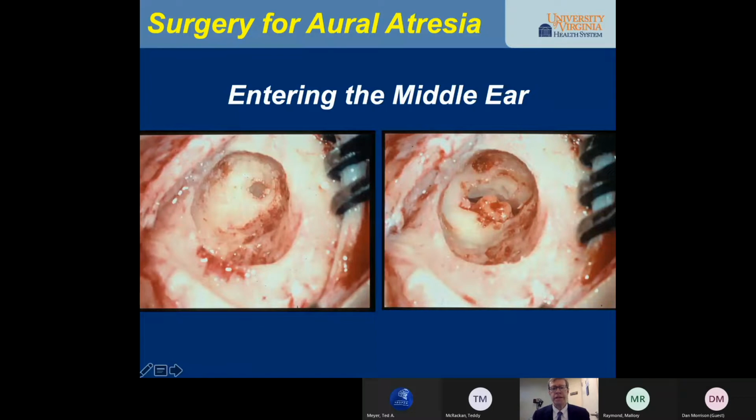So here as a still image, we've opened into the epitympanum. This is a left ear. You can see the epitympanic space, and opening it up a little bit more, we can see the fused malleus incus complex right there.